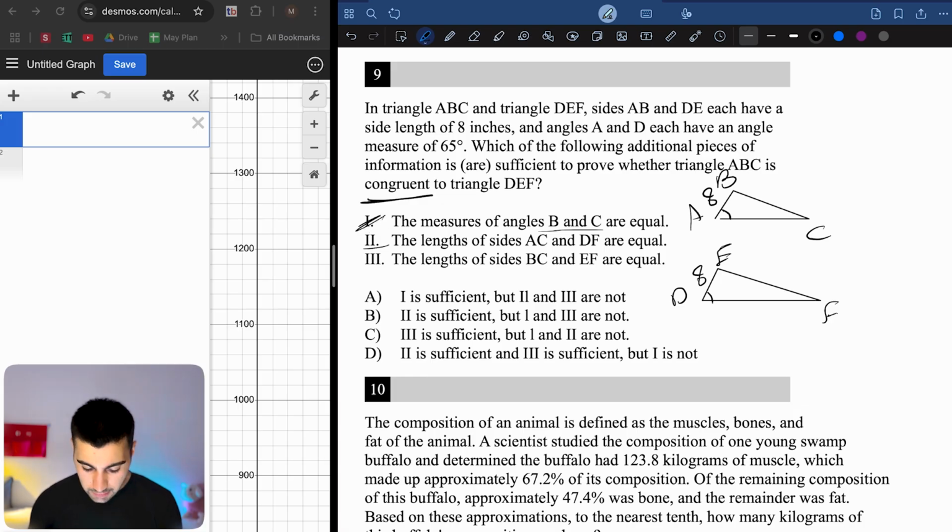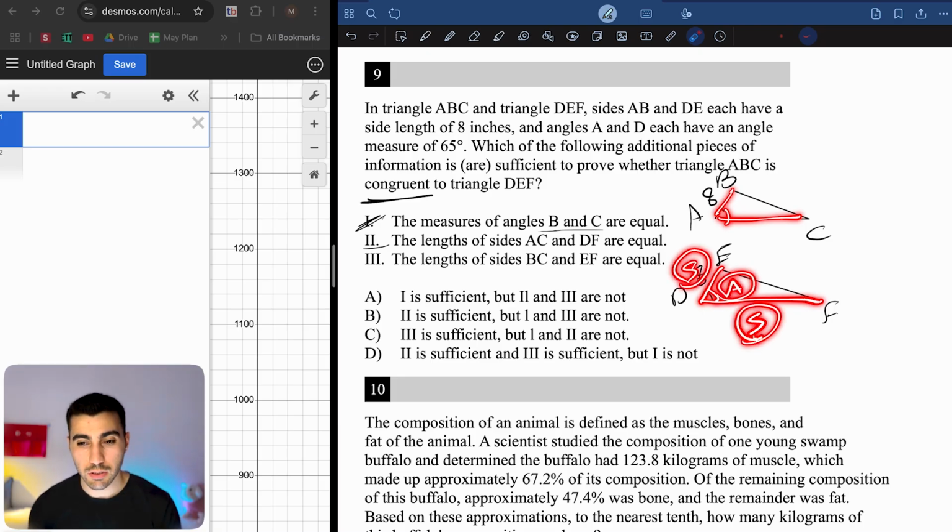Okay, second one, the length of sides AC and DF are equal. So this one, this one, and the angle between these are equal. So this is going to be the side, angle, side rule. These two triangles are congruent.